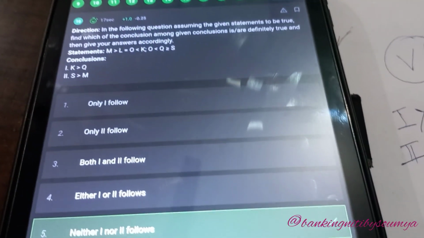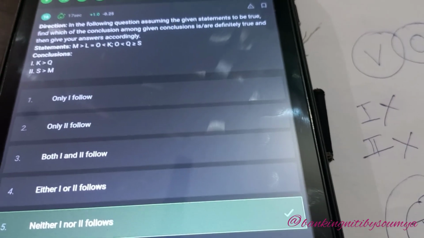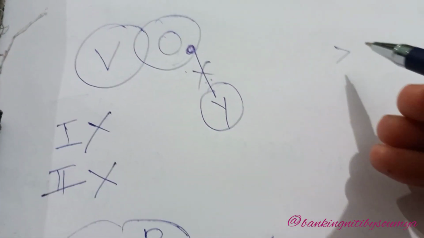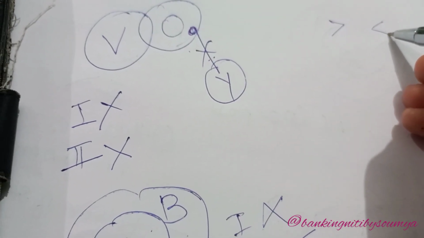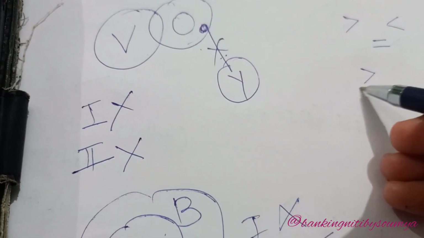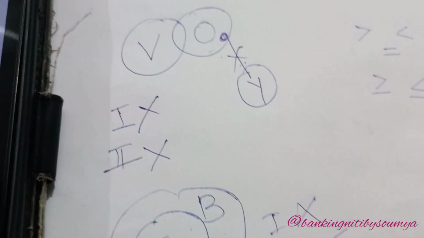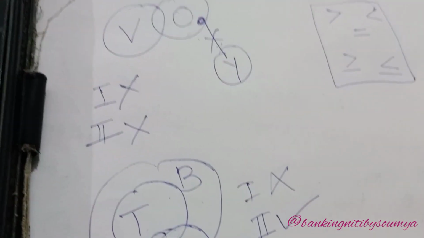So here is the question of inequality. Let's discuss a few points about inequality. As we know, there are 5 signs: greater than, smaller than, greater than or equal to, smaller than or equal to, and equal to. There are 5 signs.